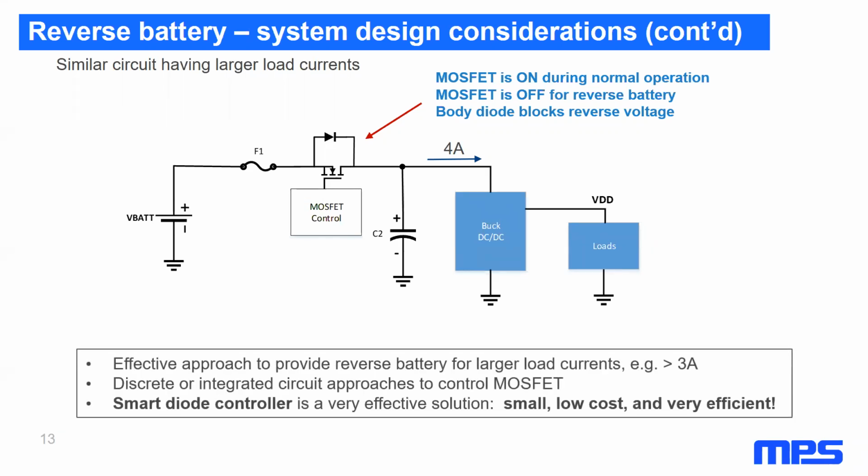A MOSFET approach is good for larger currents of a few amperes and higher. Discrete and integrated approaches can be used depending on PCB space and cost requirements. For larger current applications, a smart diode controller is a very effective solution. It is usually small, low cost, and very efficient.